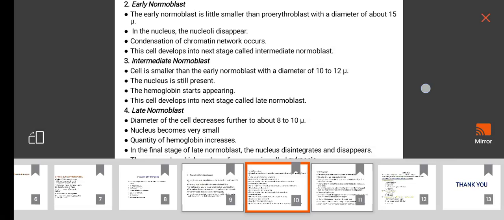In the intermediate normoblast, the cell becomes even smaller than the early normoblast, and its diameter is only 10 to 12 micron. But still the nucleus is present in this stage. Here the new hemoglobin starts to appear. This cell develops into the next stage called late normoblast. Let us learn about the late normoblast.